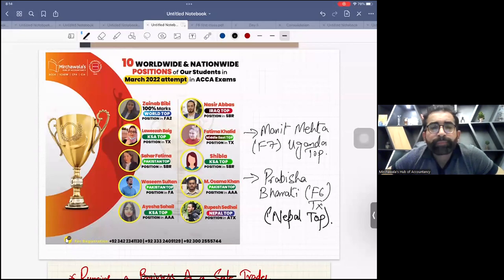But before we move on, let me tell you, just for your motivation, that in this attempt, March 2022, our students scored 12 positions, 10 is on the picture and the two I have written on the side, right? And out of these 12 positions, nine positions from my students, three SBR positions, three F6 TX positions, one F7 position from Uganda, one world top in FA2 and one F3 Pakistan top, right? So these are the positions. And I always say, when these students can do it, why not you? I'm sure one of you or many of you will score good scores and maybe inshallah distinction, right?